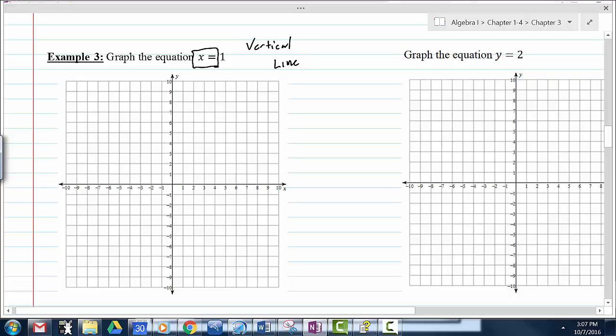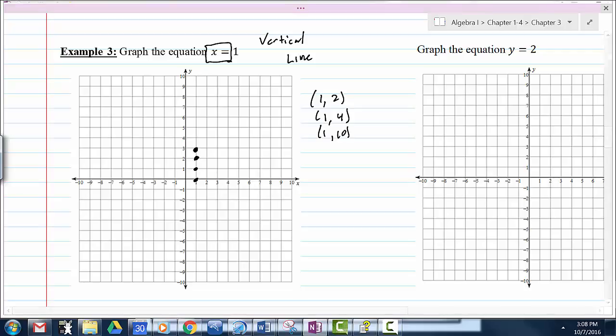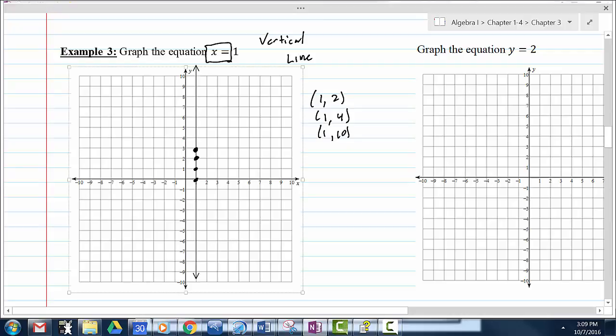The reason I say that is because it says x equals 1. So think about all the points where x equals 1. So you mean (1, 2), (1, 4), (1, 10). On every single point where x equals 1. If we talk about it, like say here, we know (1, 0) is one of the points. So is (1, 1). How about (1, 2), (1, 3)? Now you see what kind of line it's forming. A vertical one.